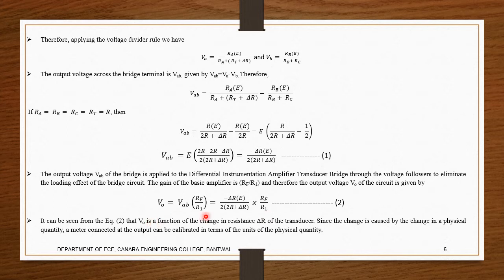From this equation we can see that V0 is a function of the change in the resistance, that is delta R of the transducer. So it might be a change in the physical quantity, connected at the output and calibrated in terms of the unit of the physical quantity. So this was all about the basic transducer bridge.